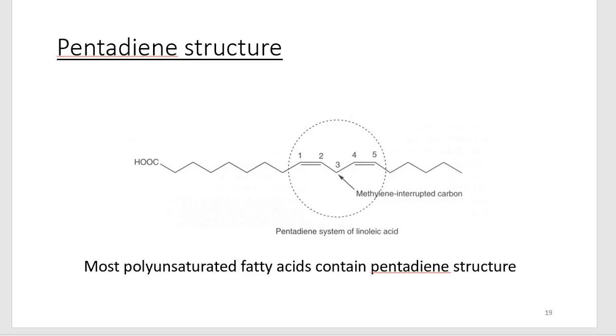Let's see the pentadiene structure. Double bonds in polyunsaturated fatty acids are most commonly in a methylene interrupted configuration, often termed the pentadiene system. So in a pentadiene system, the two double bonds would be at carbon 1 and 4. That means the double bonds are separated by a methylene carbon. This is our methylene carbon. So this means that the double bonds of most unsaturated fatty acids are 3 carbons apart.